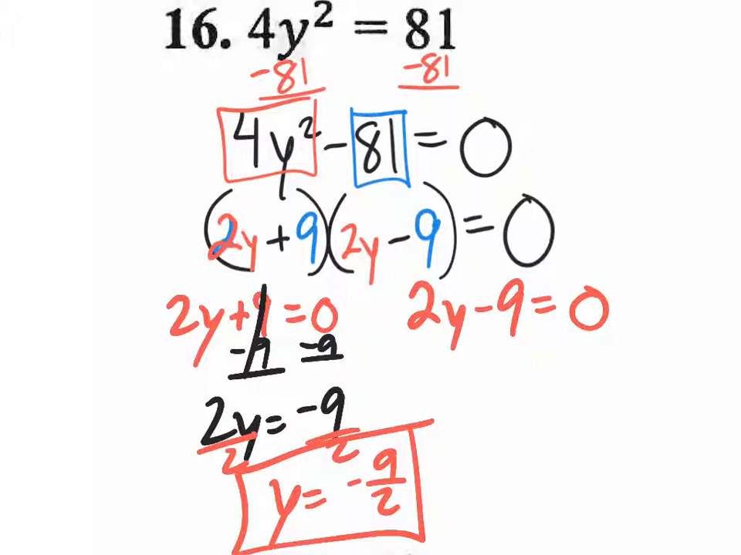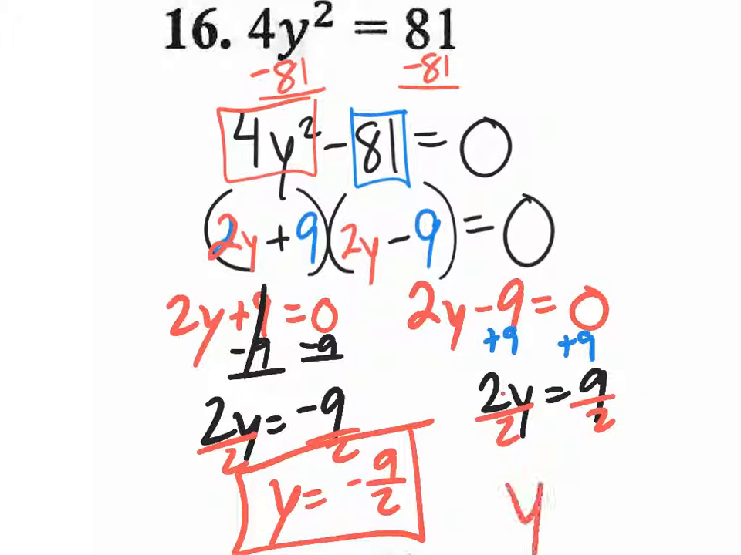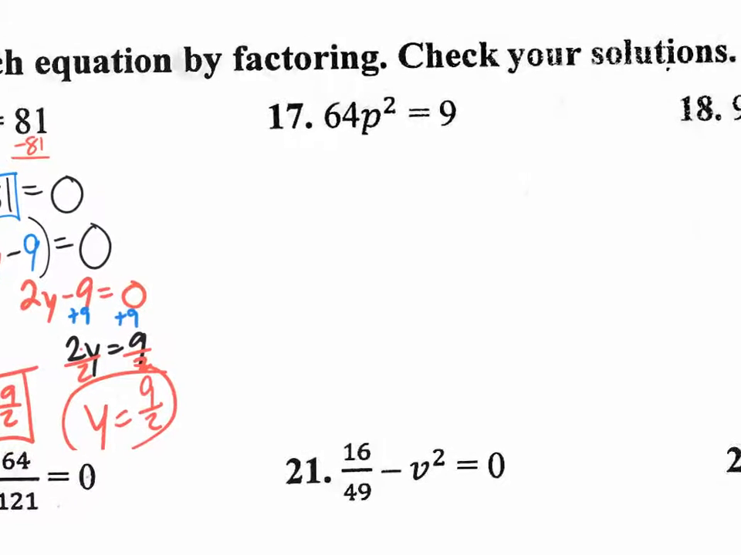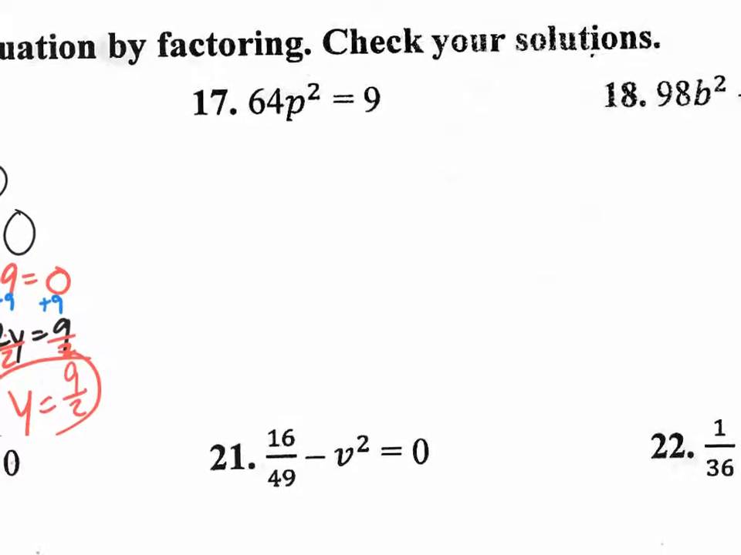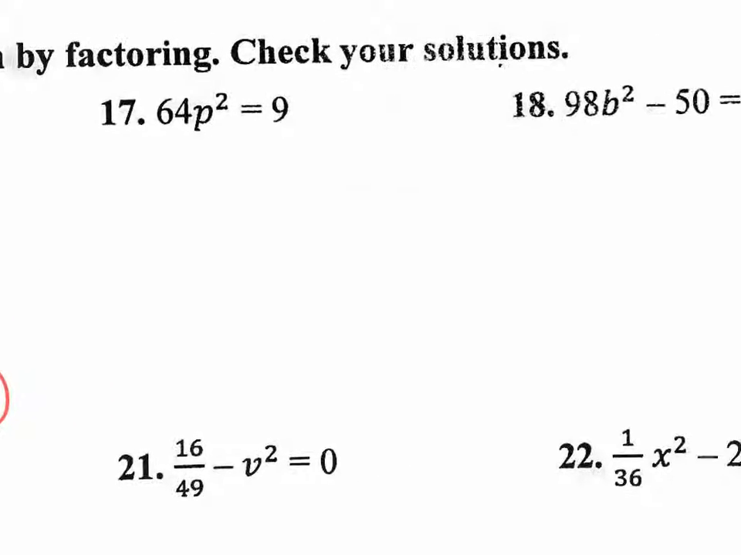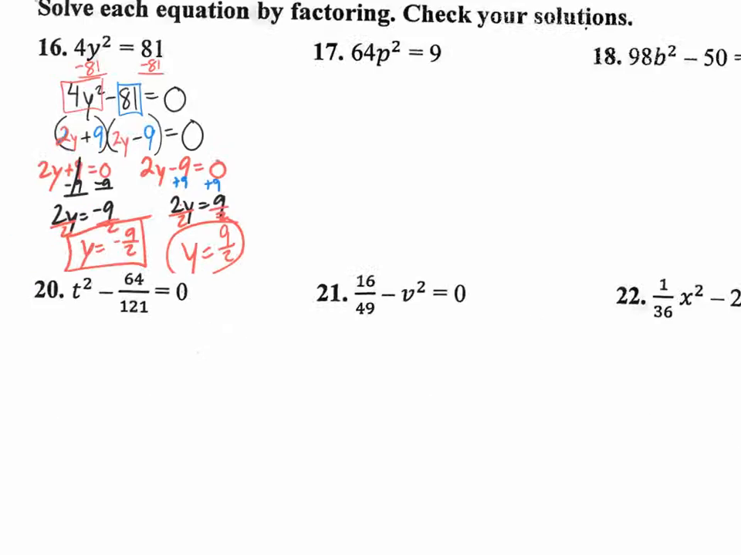That's one answer. The other one, same thing, plus 9. We're going to end up with 2y equals 9. We are going to divide by 2, and y equals 9 over 2. So you get both a positive 9 over 2 and a negative 9 over 2. So that's all we're doing on the second half. We're still applying the difference of 2 squares wherever we can. And that's about it. So is there any other one you would like to see?